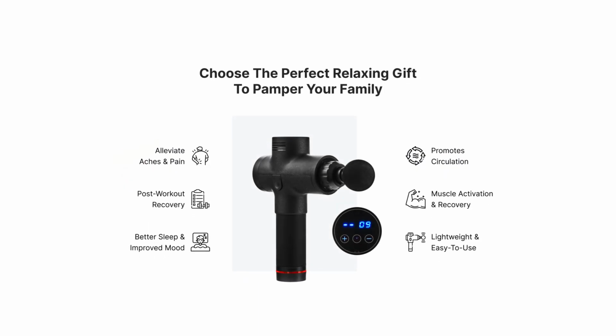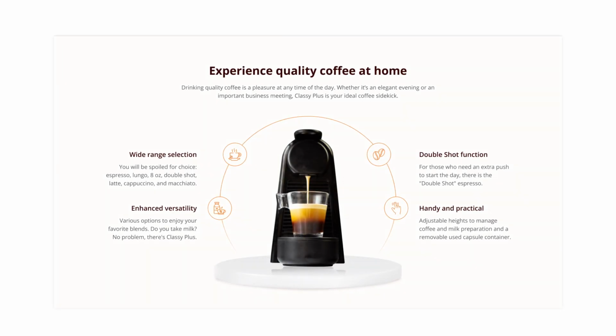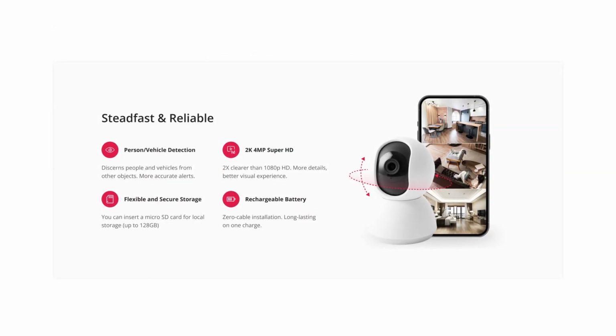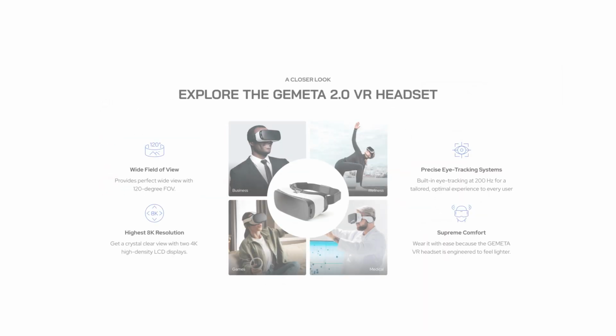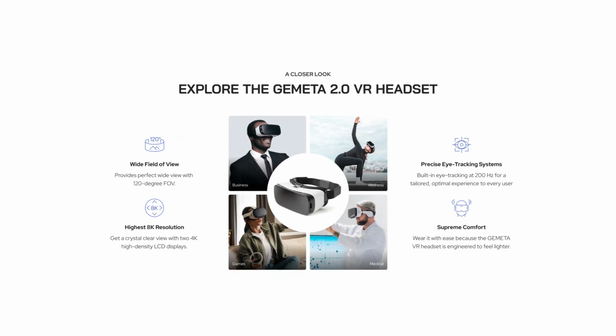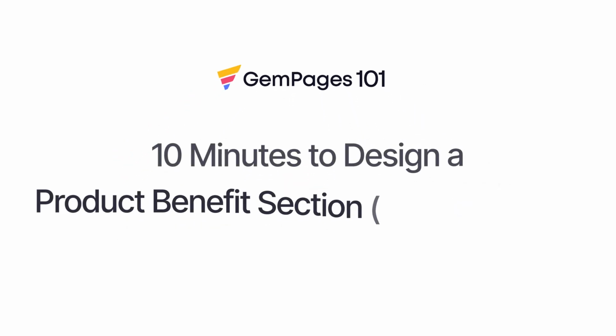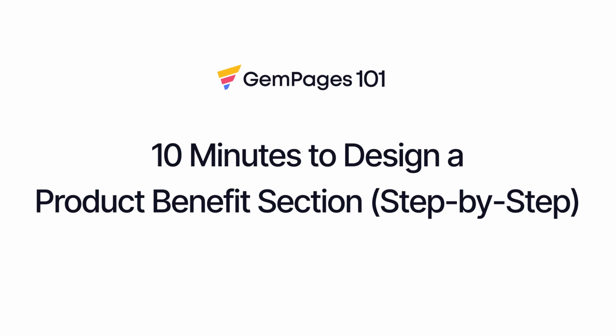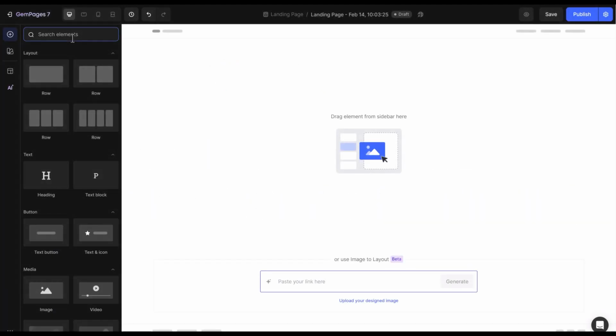While product features technically describe what your product can do, product benefits explain why those features are valuable to customers. That's why on a website or landing page, having a section dedicated to your product's benefits is crucial. This section not only helps visitors understand how the product can solve their problems, but also effectively communicates the product's value proposition. Today, let's delve into how to create a great product benefit section using GemPages.